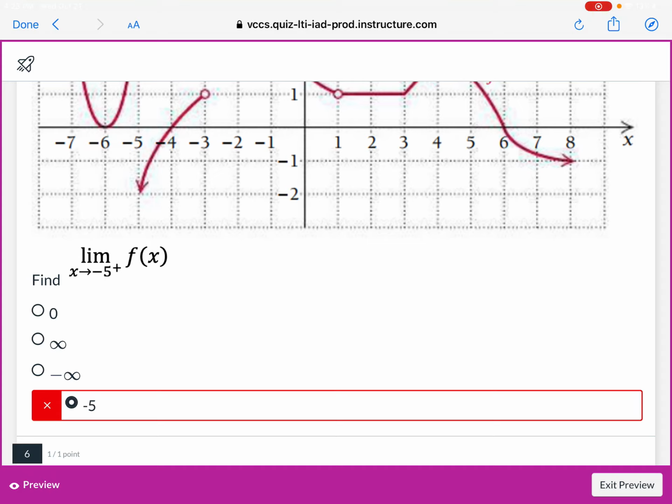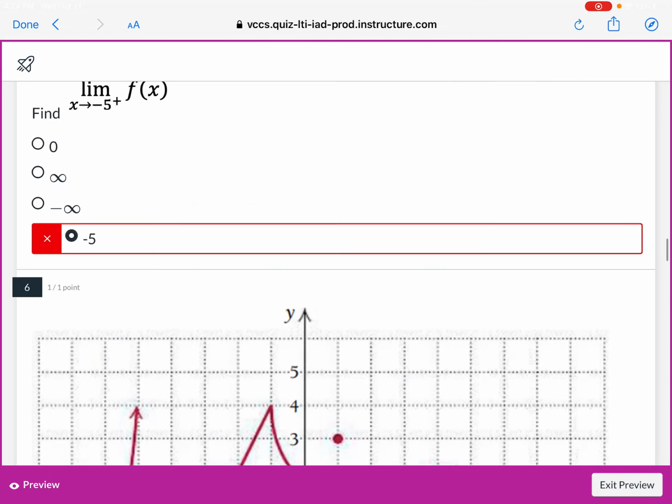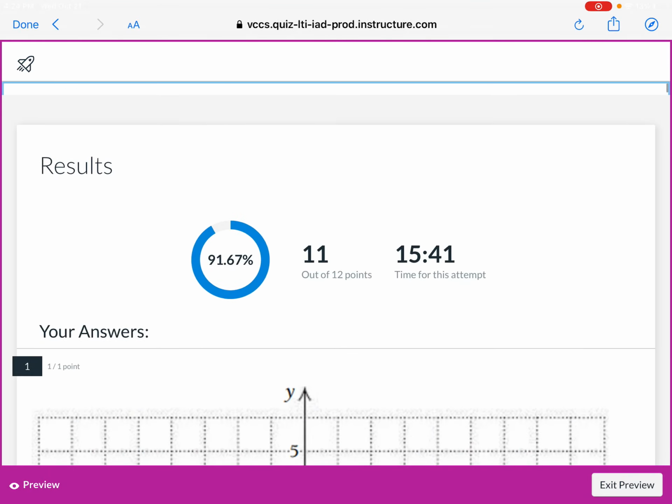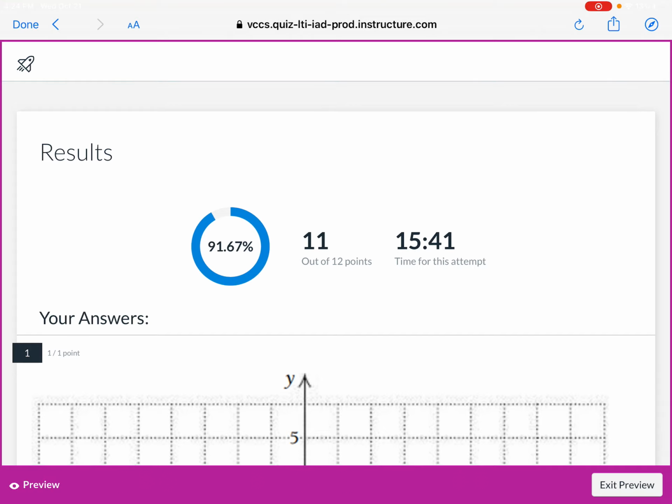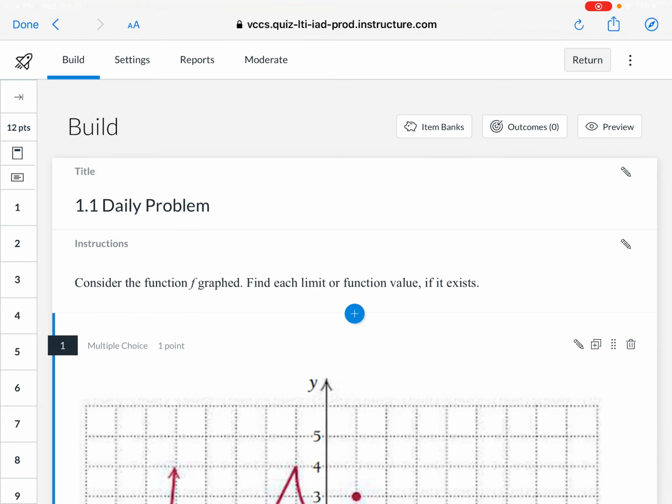But I don't think I'm going to take this all over again. You got the idea. I don't know what I did. Maybe I just misclicked it. So, that's it. I'm going to go ahead and exit the preview. Well, I am just going to stop at 92%, but you shouldn't. You should keep going until you get that 100%. But I am done with this quiz.